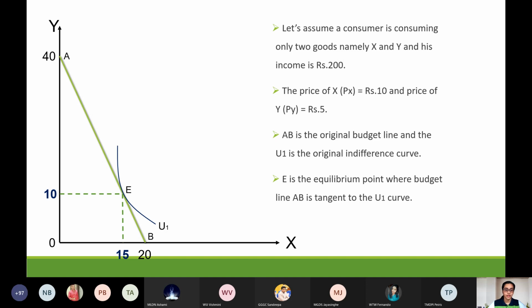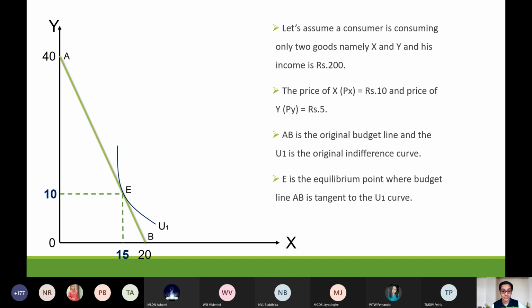Okay, now the price of X is 10 and the price of Y is 5 rupees. Okay, so the price of X is 10 and the price of Y is 5 rupees. Now if you are to draw the budget line, what is the budget line? What do you mean by the budget line?